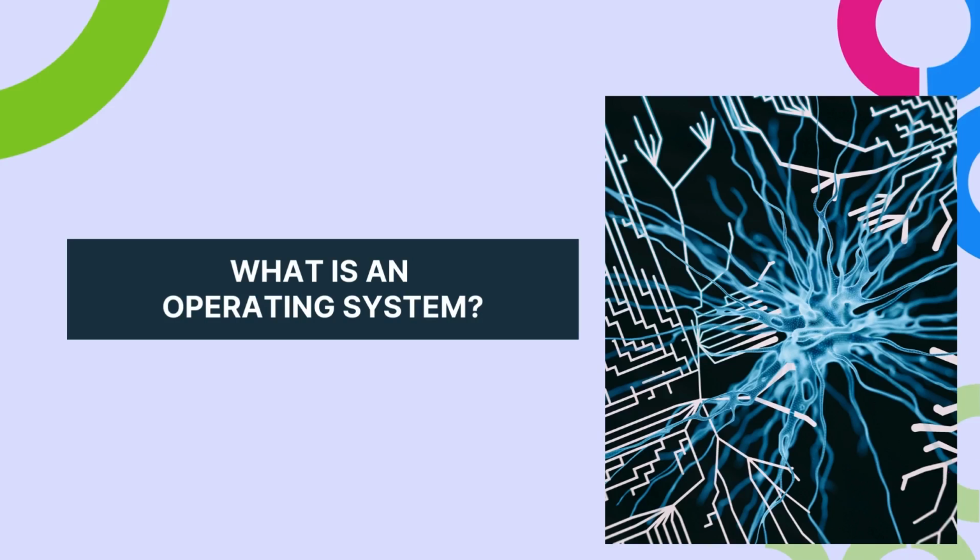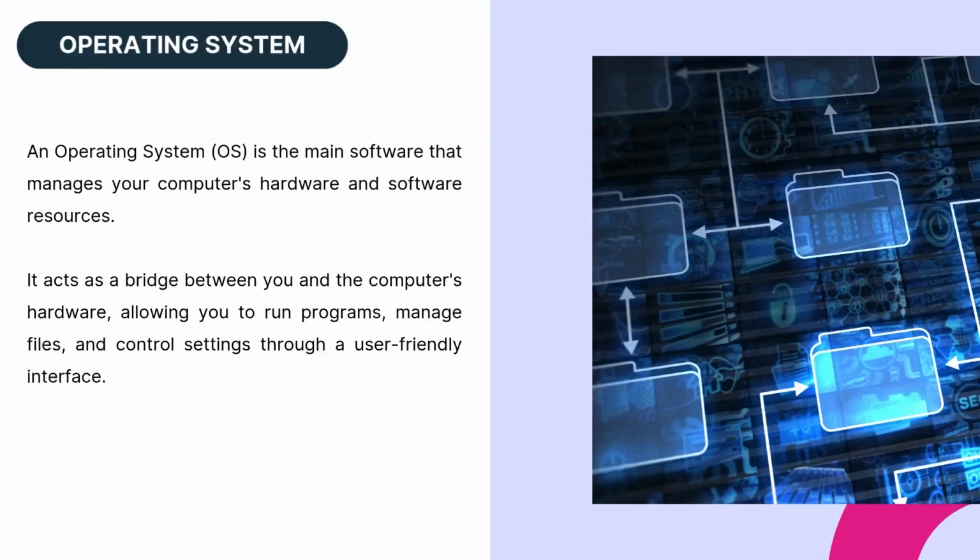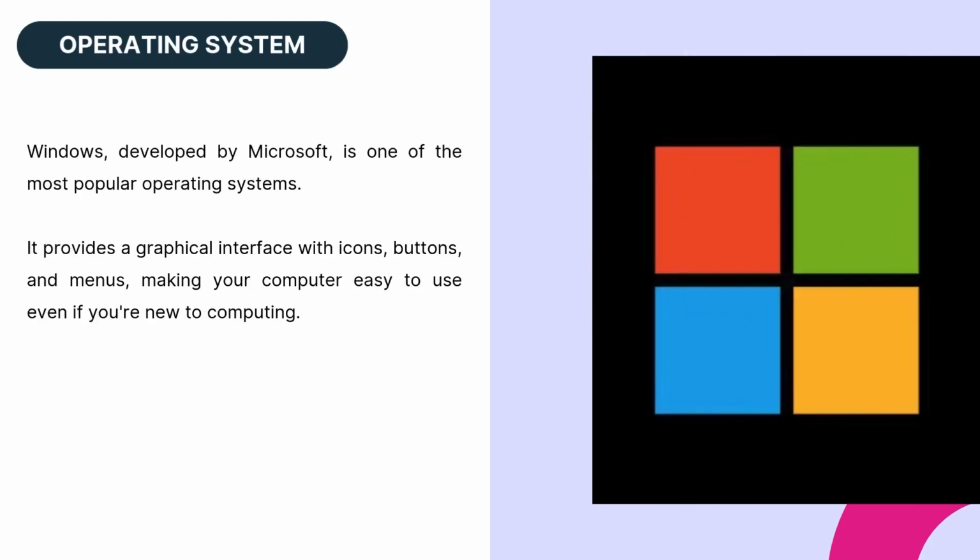What is an operating system? An operating system, OS, is the main software that manages your computer's hardware and software resources. It acts as a bridge between you and the computer's hardware, allowing you to run programs, manage files, and control settings through a user-friendly interface. Windows, developed by Microsoft, is one of the most popular operating systems. It provides a graphical interface with icons, buttons, and menus, making your computer easy to use even if you're new to computing.